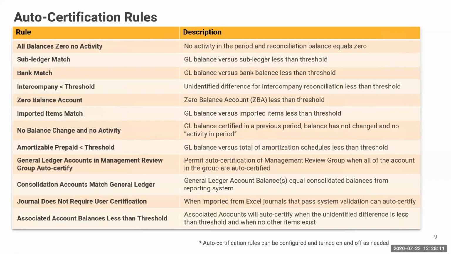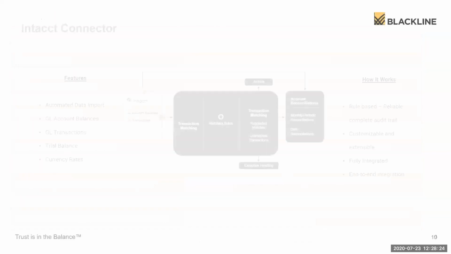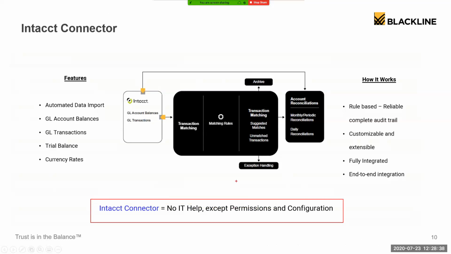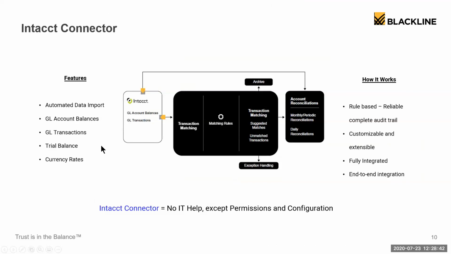These are the rules that Blackline has learned over 20 years working with 3,000 customers, over 260,000 users worldwide to use, which are the accounts that can automatically get certified without creating much work for you. This is the Intacct Connector. This is one of my favorite features. What I want to talk about is it gives you automated data import with no IT help. How happy are we about that? And all IT has to do is give permission and give you the ability to do some configuration.